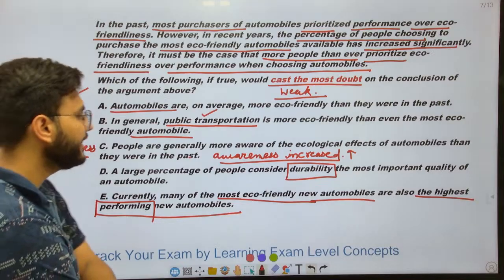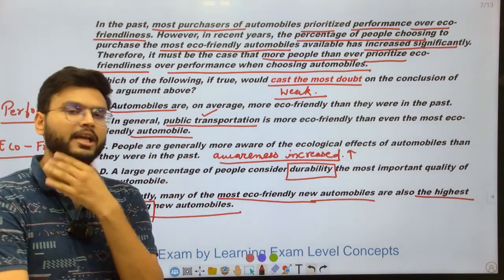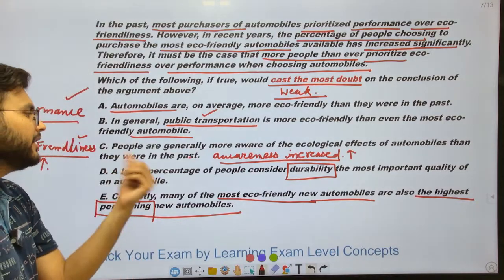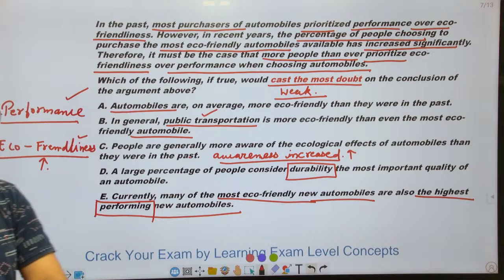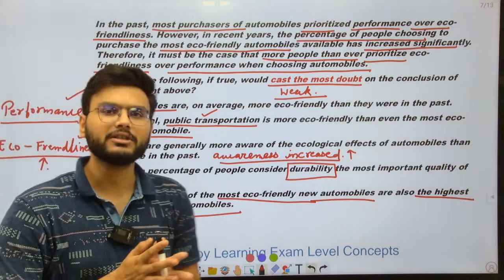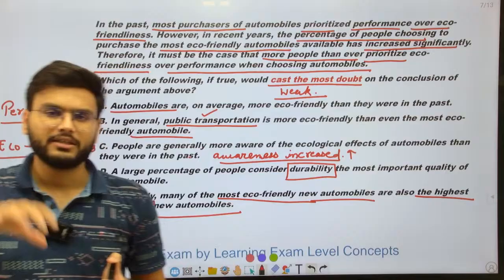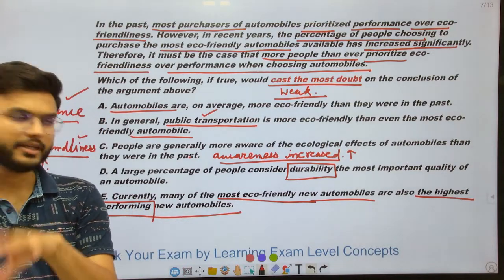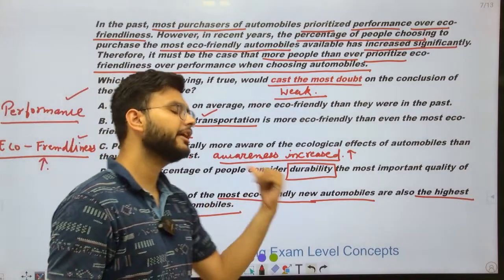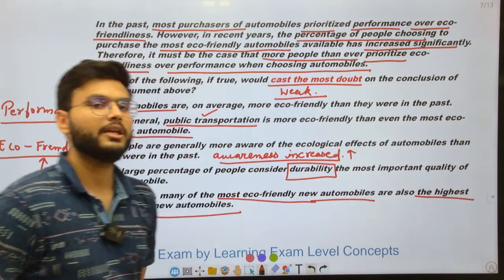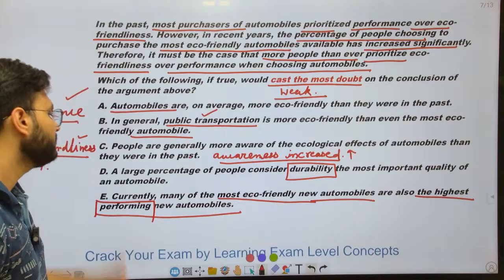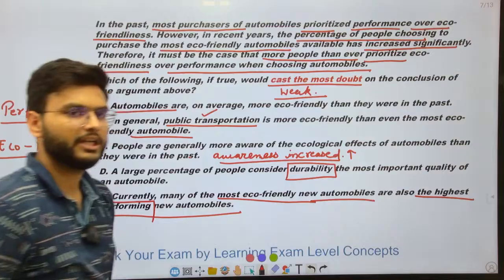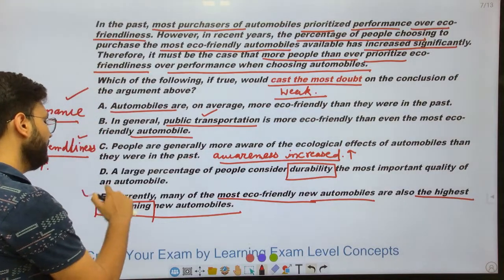But in reality, this option choice tells me that the highest performing vehicles are also eco-friendly. It gives me reason to believe that their priority has not changed. They are still prioritizing high performance of automobiles, but those vehicles are also eco-friendly. It gives me a reason to believe that this author's claim is wrong. It means this option choice weakens the argument.